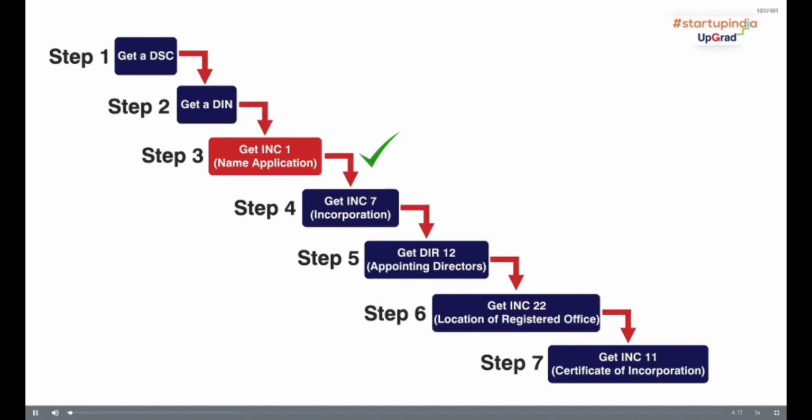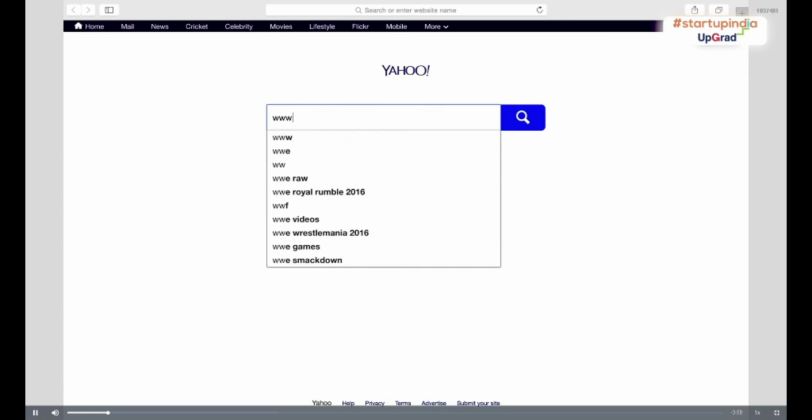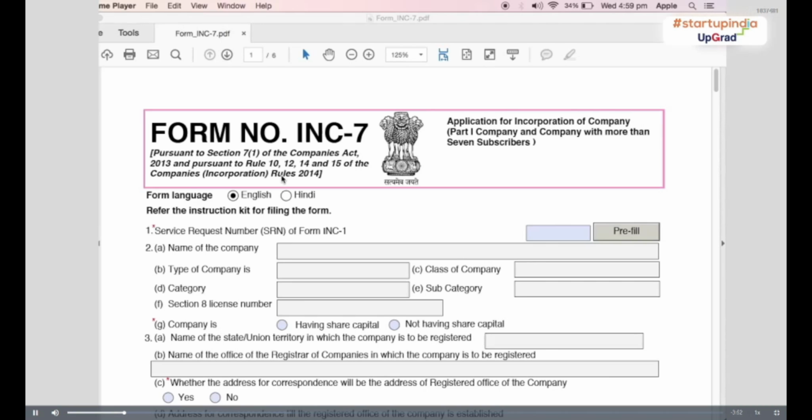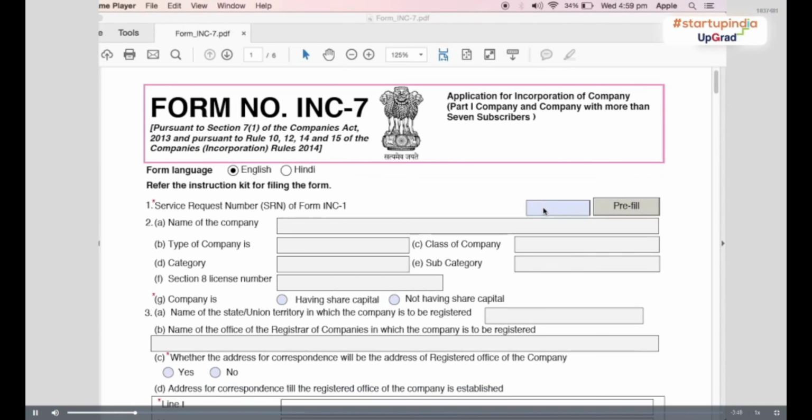After reserving your name, Rahul, as you have more than 7 subscribers in your proposed company, you should begin filling up the following forms: INC 7, DIR 12 and INC 22. You will find these forms on the MCA portal, that is www.mca.gov.in. The INC form is for incorporation of Part 1 companies and companies with more than 7 subscribers.